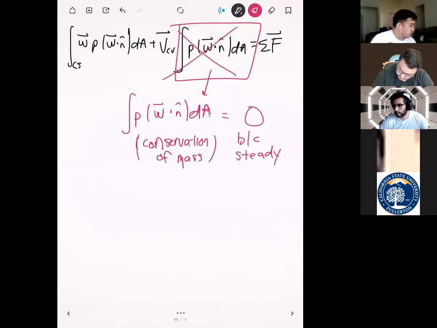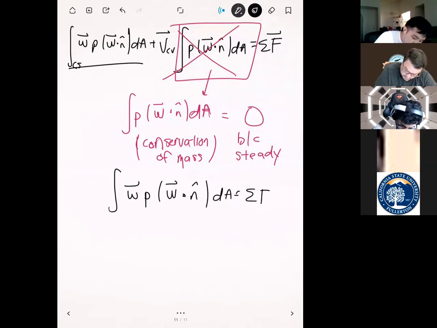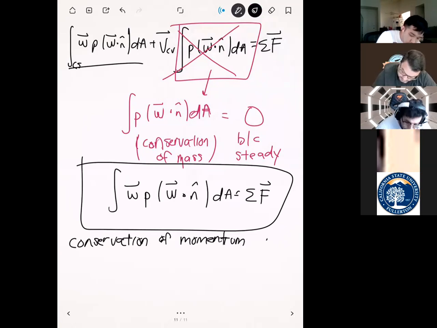And so that simplifies our expression quite a bit. We can get the following expression for the conservation of momentum for a moving control volume. We're just left with this right here: the integral of W rho times W dot N dA is equal to the sum of all the forces. And so this right here is conservation of momentum for a moving control volume.